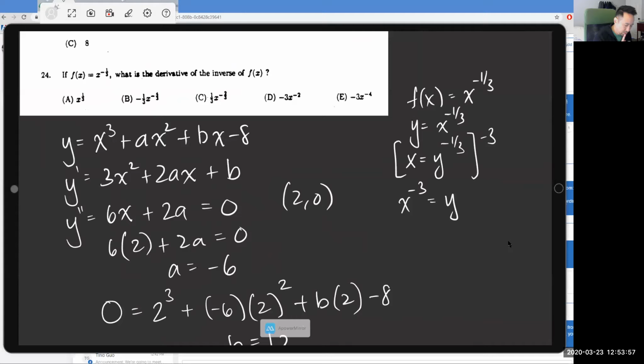And if I want the derivative, given that this is my inverse, we just take y prime: negative 3x to the negative 3 minus 1, so I get negative 4. That's my derivative of the inverse. So that looks like answer choice E.